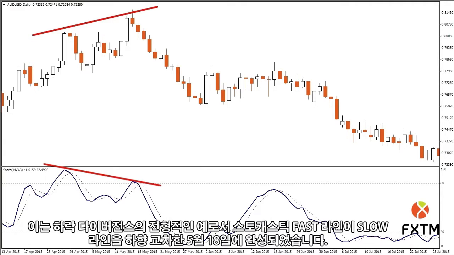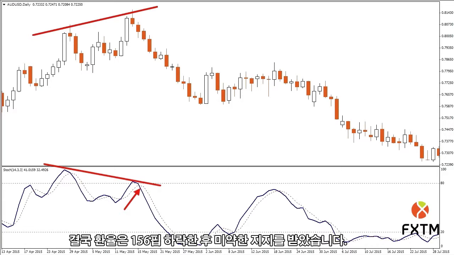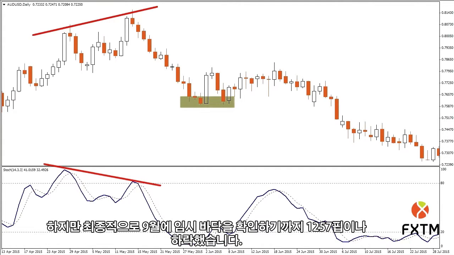Now, that's a classic example of a bearish divergence, and it was completed on the 18th of May when the stochastics fast line crossed below its slow line. Now, ultimately, the exchange rate dropped by about 560 pips to the downside before it started finding a little bit of support. But ultimately, the exchange rate actually dropped 1,257 pips before finding a temporary bottom in September.